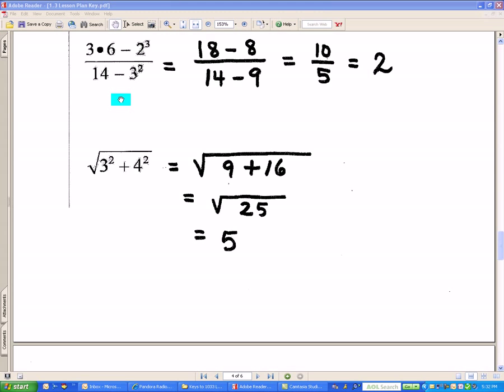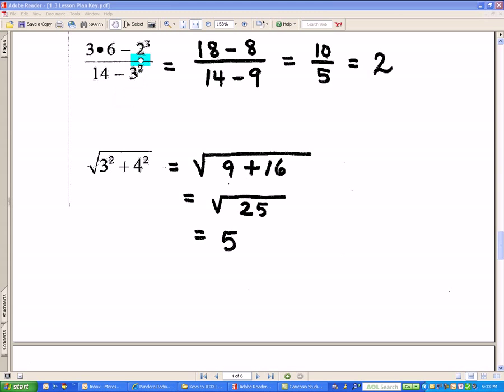Now remember, hierarchy of operations, what you do first. Some of you have heard, please excuse my dear Aunt Sally. Do what's in parens first. Then you do exponents next. Multiply and divide in order from left to right. And then finally add and subtract in order from left to right. It's a great little mnemonic device.